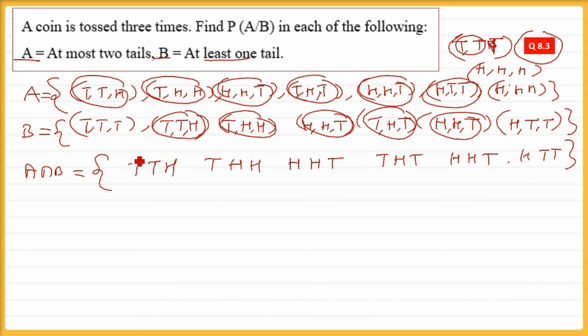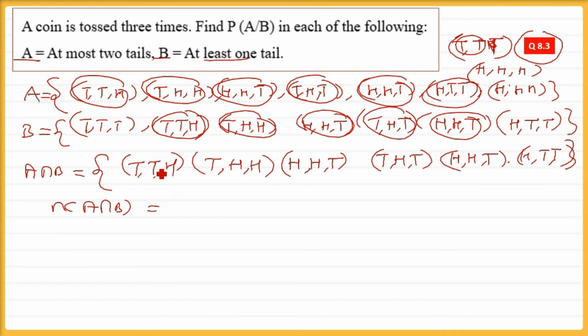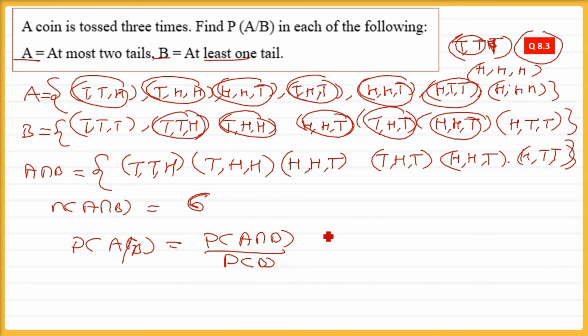So in all, how many elements are there in this A intersection B? 1, 2, 3, 4, 5, 6. So I'm just writing this. Comma is very important. Braces are important just to represent it as a set. Now this N(A intersection B) is needed for the probability. 6 elements are there in A intersection B. So P(A|B) is P(A intersection B) divided by P(B). And this is nothing but the number of elements in A intersection B divided by the number of elements in B.